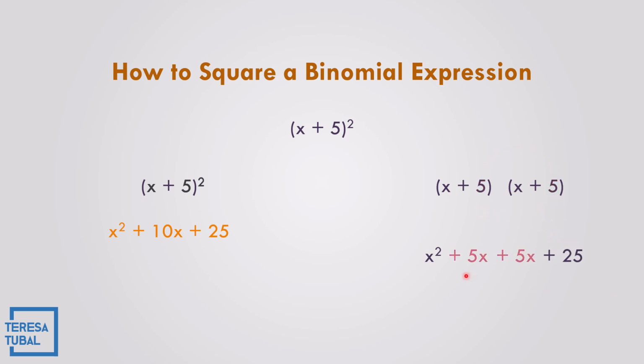So we need to combine 5x and 5x. So 5x and 5x, that is equal to 10x. So it means copy x squared, and then 5 plus 5 is equal to 10x, and then copy positive 25. As you can see, we get the same result using the FOIL method and using the square of binomial.